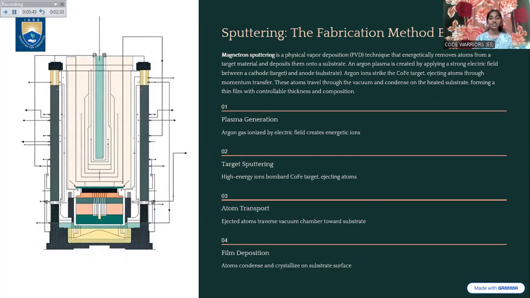First, plasma generation. Argon gas ionized by an electric field creates energetic ions. Second, target sputtering. High energy ions bombard the CoFe target, ejecting atoms. Third, atom transport. Ejected atoms traverse the vacuum chamber towards the substrate. Fourth, film deposition. Atoms condense and crystallize on the substrate surface.